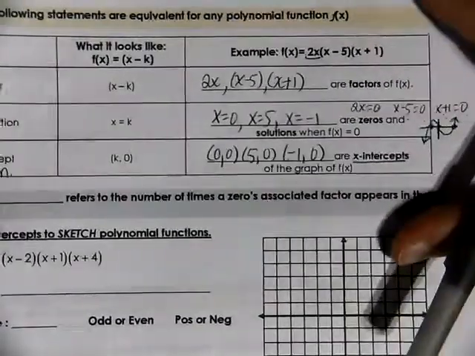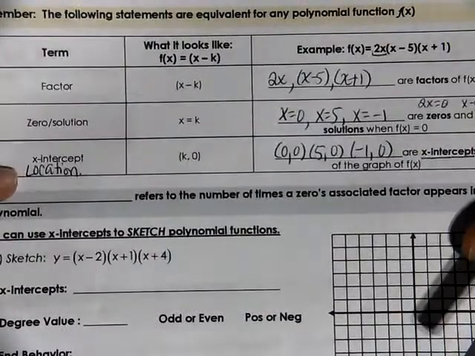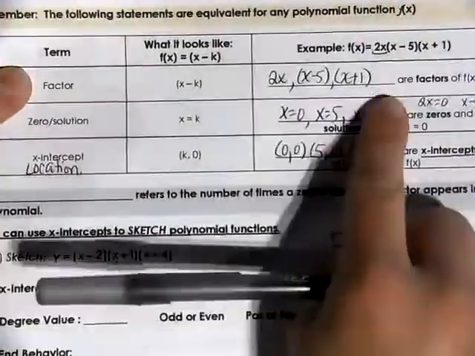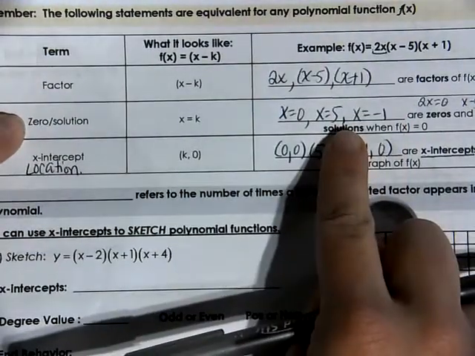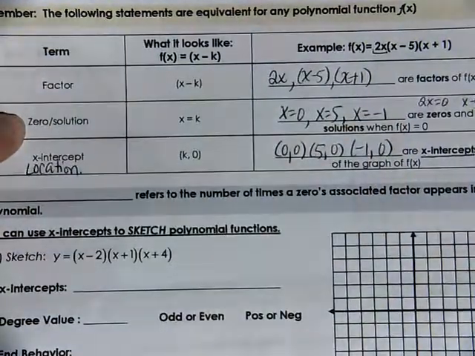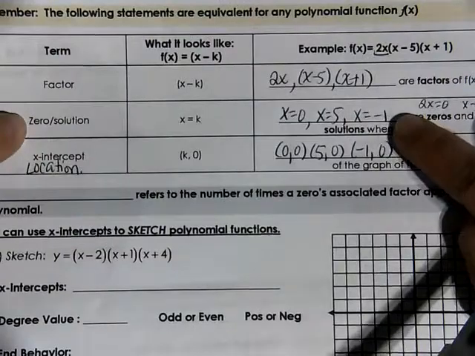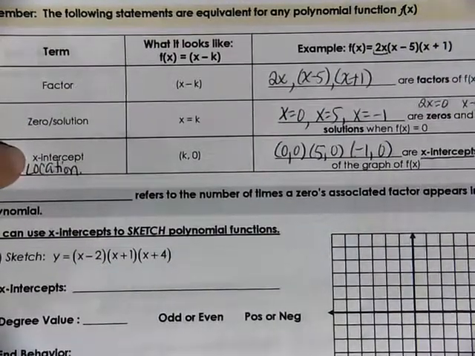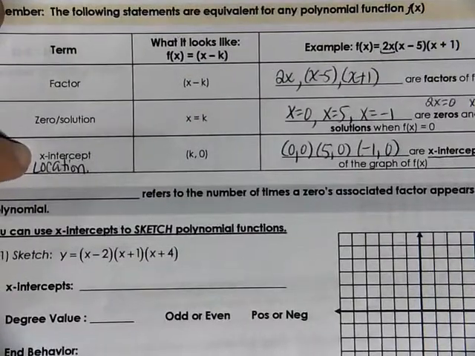So hopefully this will help you clarify whenever I'm asking you to factor. You leave your answers in parentheses. If I'm looking for solutions or zeros, solve the equation, you would write x equals. If I'm specifically asking for x-intercepts, you would write your answers as ordered pairs.